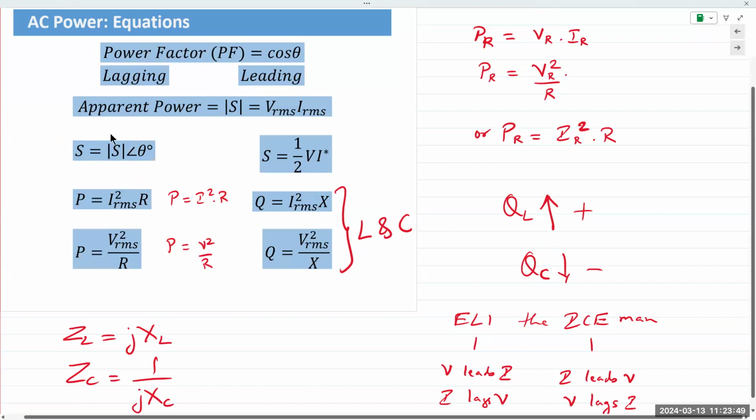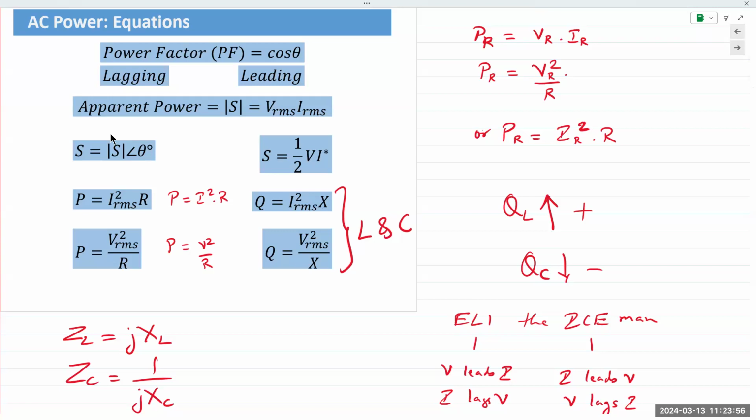So what was I saying? Okay, total complex power, yes. Yeah, that's the reactance. It is basically 2 pi FL, or omega L.